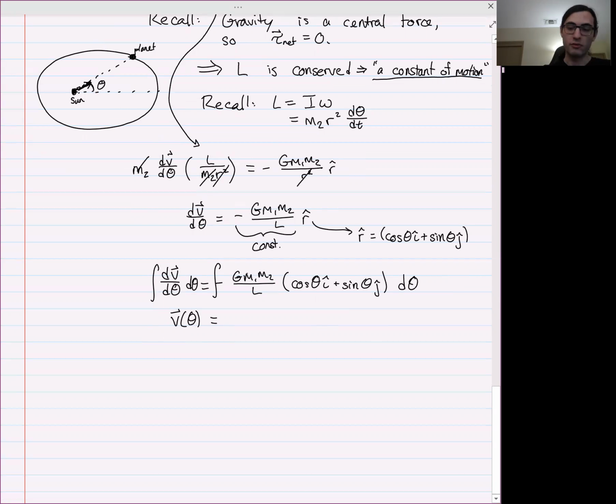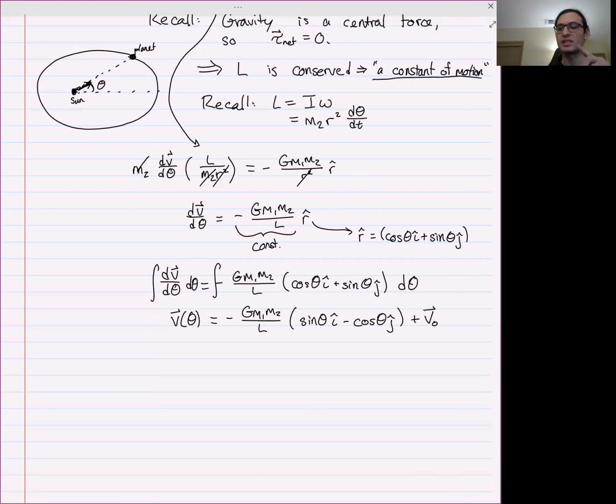So we're left with v of theta is minus g m1 m2 over L. It's a constant, you can pull it out of the integral. Integrate a cosine and you get a sine. So sine of theta i hat minus cosine of theta j hat. Integrate a sine, you get a minus cosine. And then we have to add a constant, call it v naught, the vector v naught, because these are antiderivatives, so this is like the plus c that you have to add.